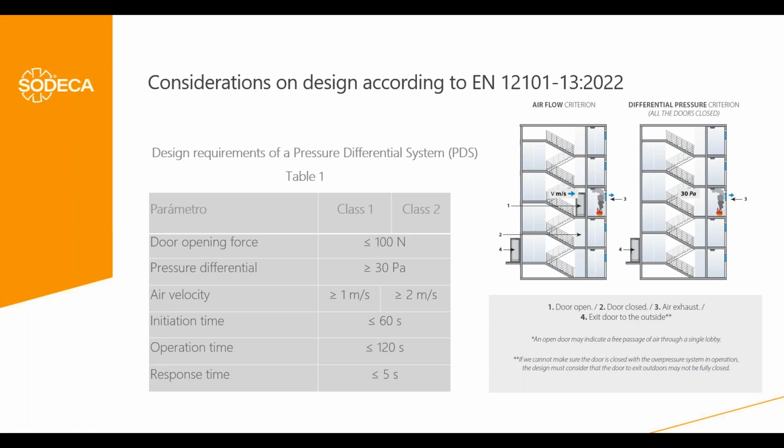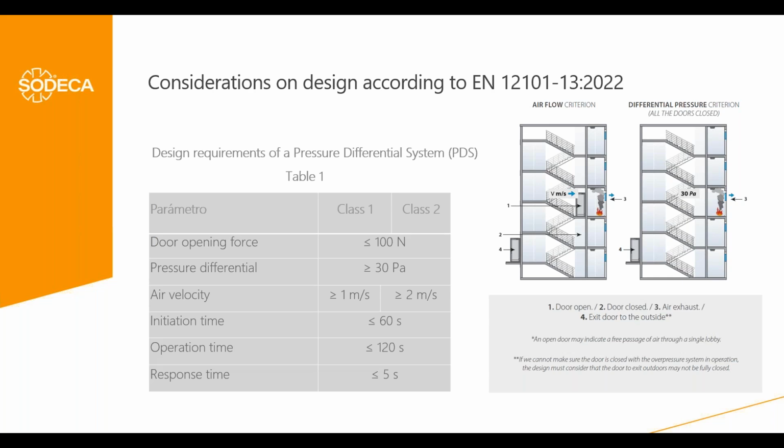To make a comparison, the NFPA 92 from the United States has a requirement of 25 pascals for non-sprinkled buildings, and for sprinkled buildings 12.5 pascals. So in fact, with the 30 pascals, we are still on the safe side in order to avoid this migration of smoke in the door closed condition.